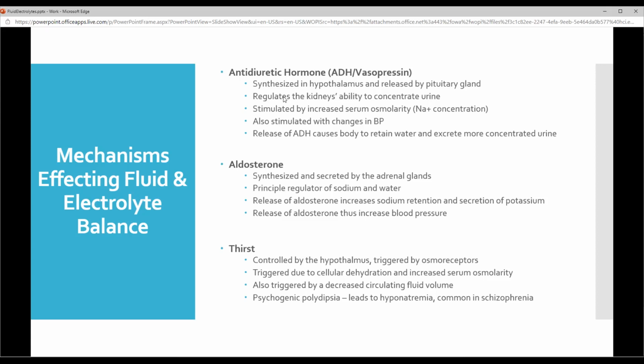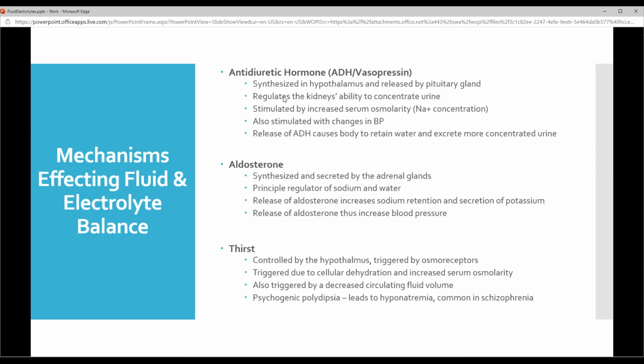ADH, antidiuretic hormone. Diuresis means you're peeing it out, right? Antidiuresis means you don't want to pee it out, right? So what the secretion of ADH does is it retains water, retains fluid.